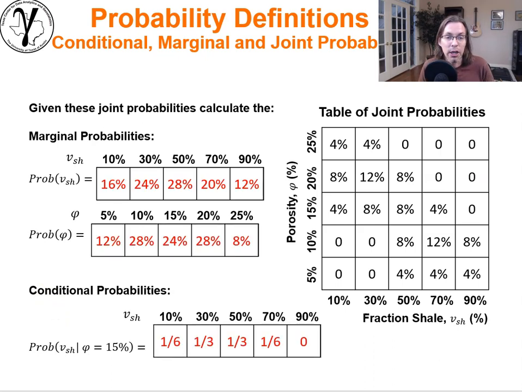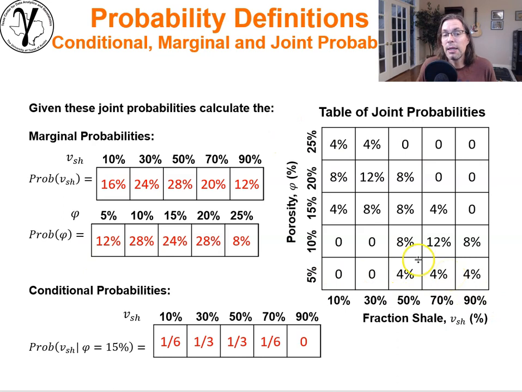Okay, so what do we got here? Really simple. To get the marginal probabilities, we integrate over the feature we want to remove. So we've got V shale right here. If we want the marginal of V shale at 10%, we're just summing 4% plus 8%, 12%, plus 4%, 16%. Boom, you get 24%. Just keep going. That's all we're doing. For the marginal of porosity, we just sum across the rows. You can confirm very quickly, the 25% case, that's 8%. The 5% case, that's 12% down here.